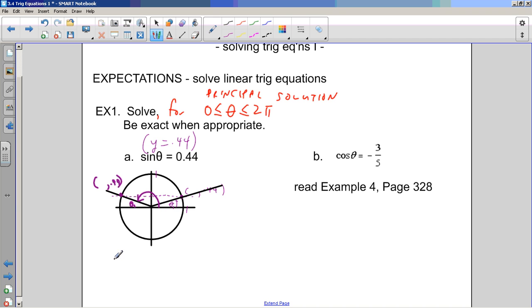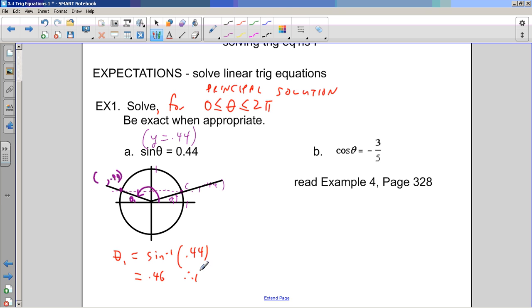Well, how do I get them? Notice theta 1 is just this value in here, and I actually can get it from my calculator. This was maybe your first instinct, to pound this into the calculator, and you get an answer here of 0.46. Notice this angle 0.46 is also the related acute angle. The calculator wants to give us the related acute angle, and I usually call the related acute angle alpha, 0.46. So this little angle here is also the related acute angle, 0.46. So how do I get the second angle, which I'll call theta 2?